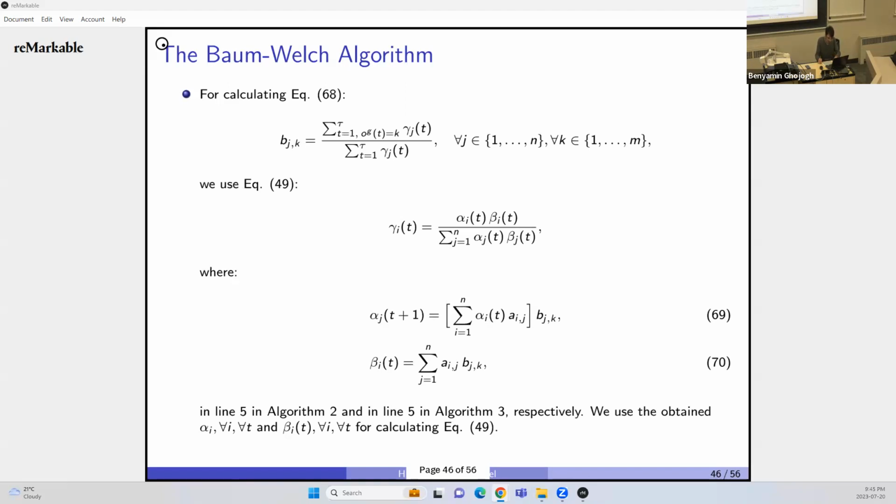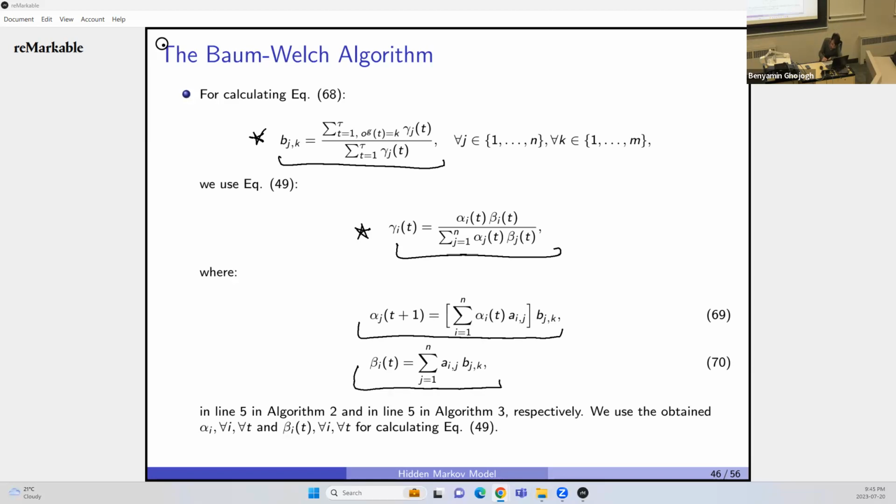For calculating equation 68, we use equation 49, which we had before. I'm repeating them. And what are alpha i and beta i? Well, we can calculate them using equations 69 and 70, which we had before. We had all of these equations before; I'm just repeating them. Okay.